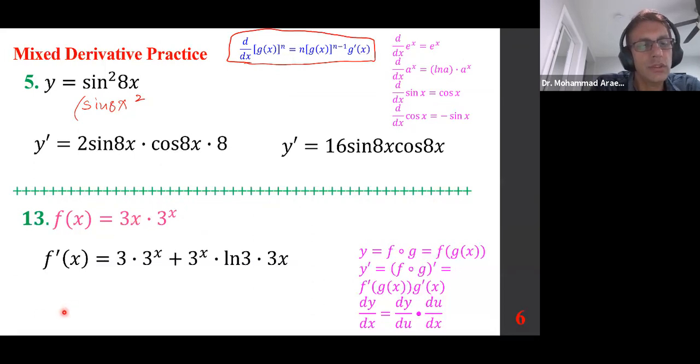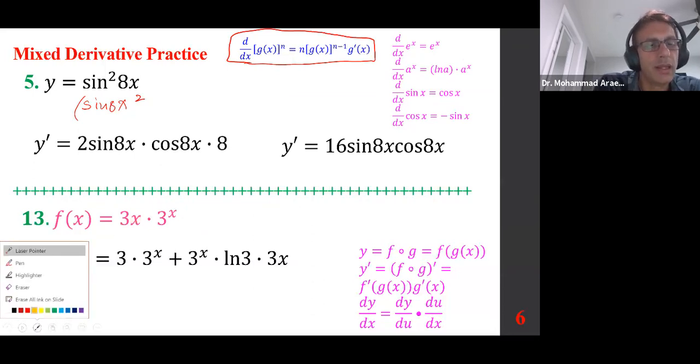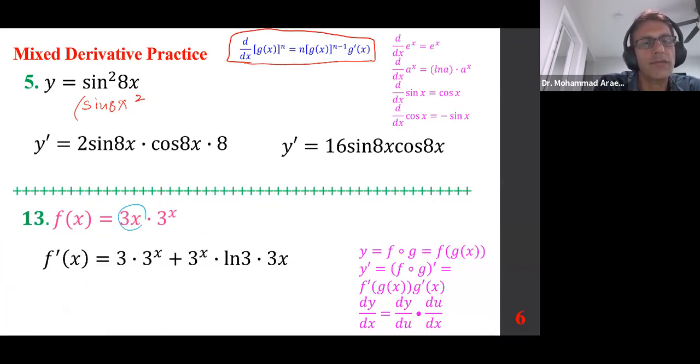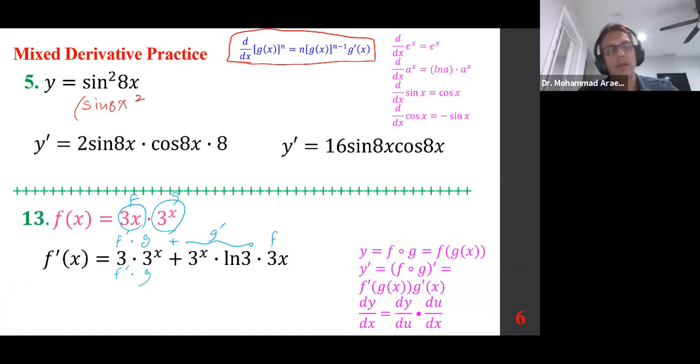Okay, so let me just write it in the following manner. So let's say this is the f function, and this is the g function. So this is f prime g. Okay, let me just write that on top of it. F prime g plus this whole thing is g prime f. Okay, everybody? Now, let's see how else we can write this.